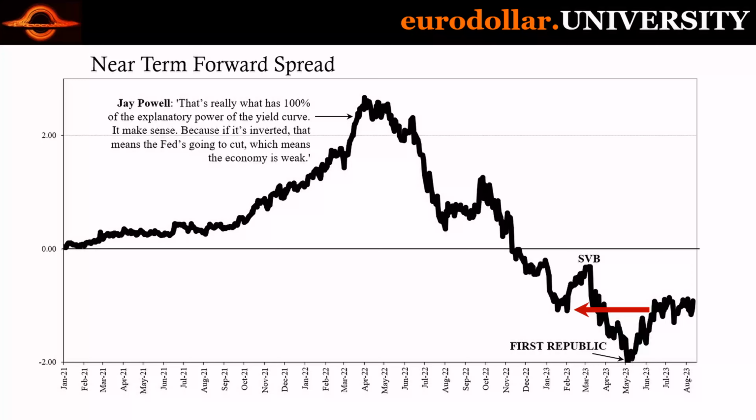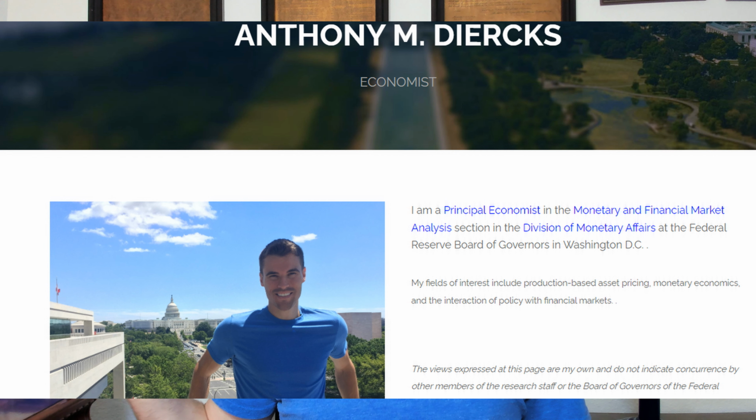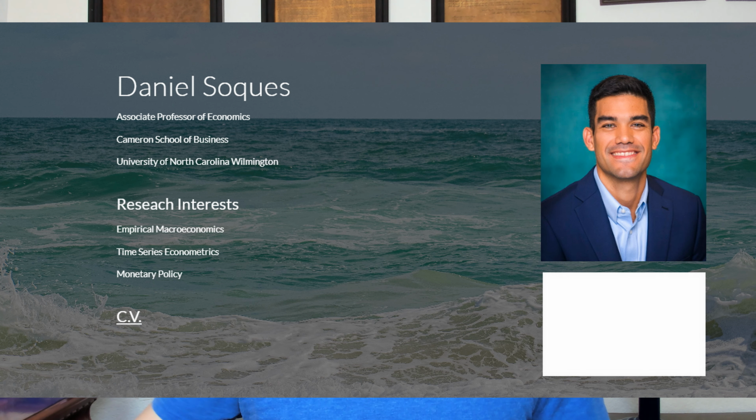When the yield curve's inverted, that means short-term rates are above their longer-term counterparts, which in one sense is the market saying, we expect interest rates to go down from here. That's exactly what the near-term forward spread indicates. What does the market think about interest rates in the future? And again, thank you to our friends Anthony Dirks and Daniel Soaks from UNC Wilmington for keeping neartermforwardspread.com open and available for us so you can check it out for yourself. But essentially the message is rates are going down, which is consistent with an economy heading into recession. Rates go down for a variety of reasons, not always exclusively about the Federal Reserve and its interest rate policy.